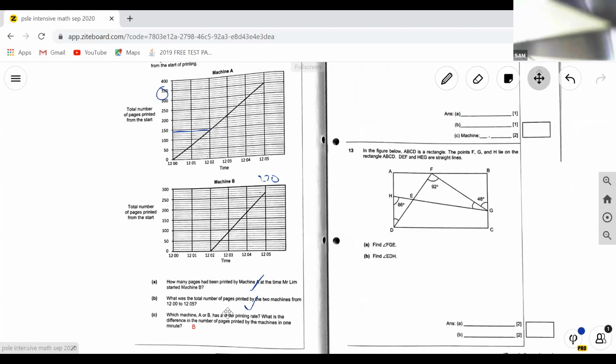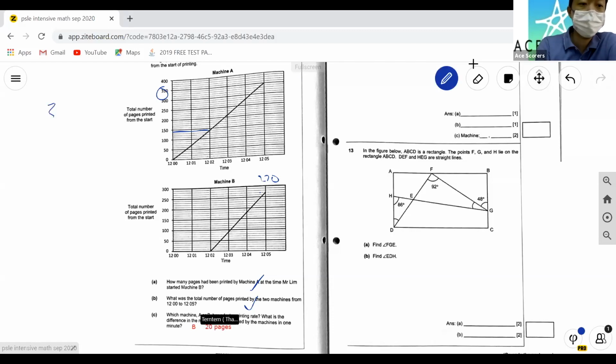So how do you find how many pages per minute? We look at machine A. Machine A can print 350 pages in 5 minutes. So machine A is 350 per 5 minutes, right? So that would be 70 pages per 1 minute. Okay, that is machine A.